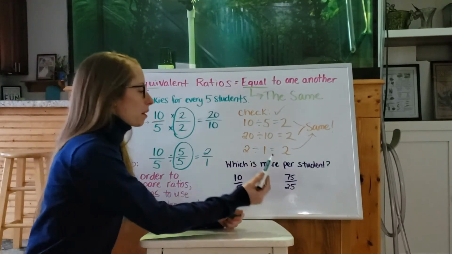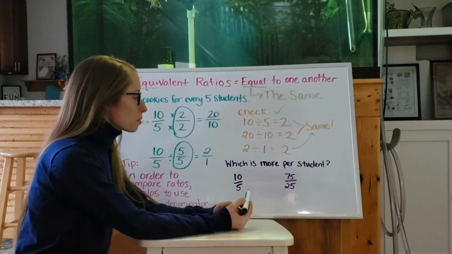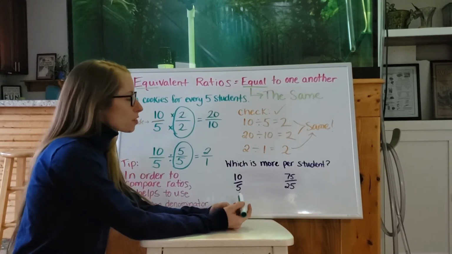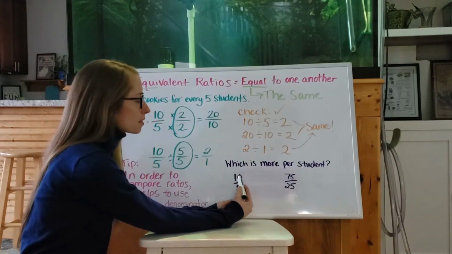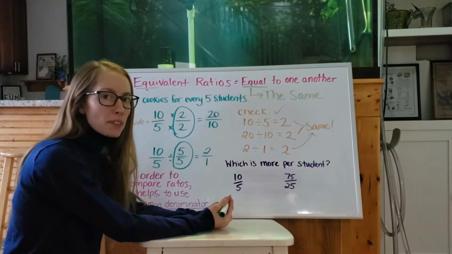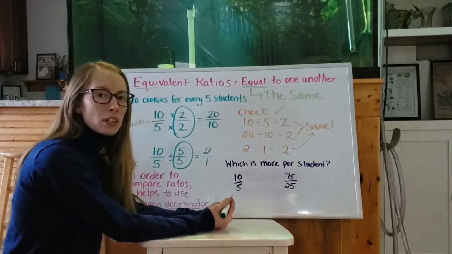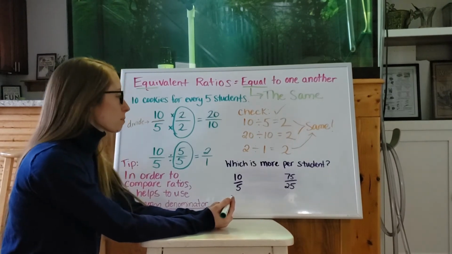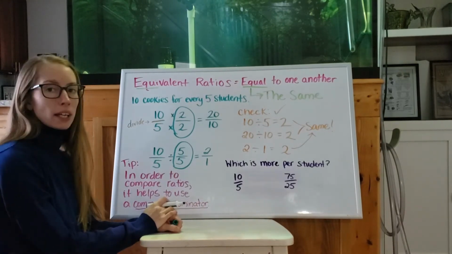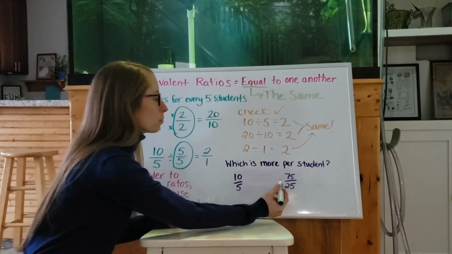It's difficult to compare these ratios as is because they're comparing different numbers of cookies to different numbers of students. So while 75 is higher than 10, 25 is also higher than 5. It helps to find a common denominator that you can use to compare both the ratios. So I'm going to use my equivalent ratio strategy to find a common denominator between my two ratios.